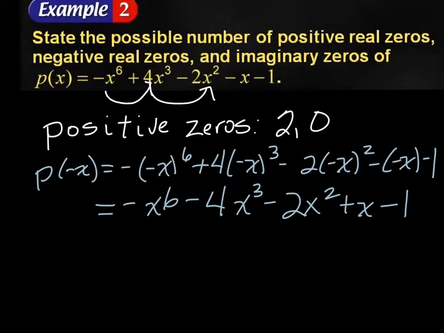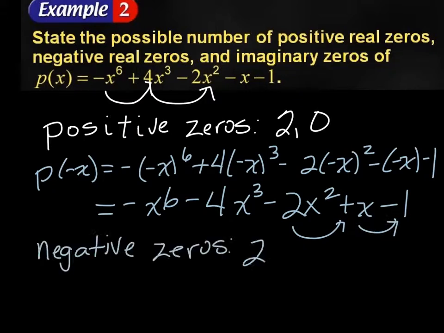Now we're looking for sign changes, and I've got negative, negative, positive, negative. Since I have 2 sign changes, I can have 2 negative zeros or less than it by an even number.